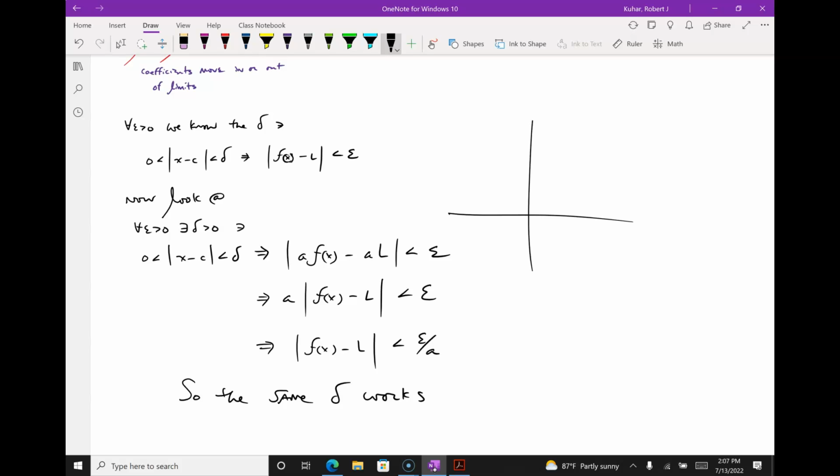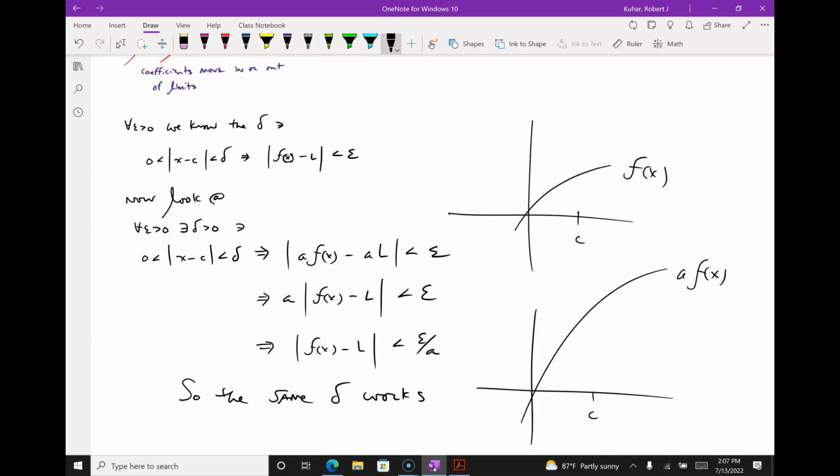Better yet is if I just see f of x, and then I see a times f of x. Again, think of a as a positive number bigger than 1. What's it going to do to the function? What's it going to do to the height? This is easy to see: my height here is L, and my height here is a times L.